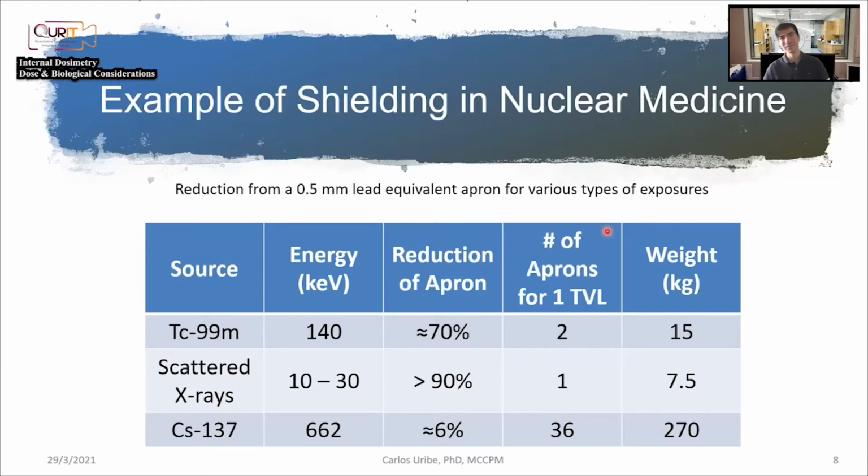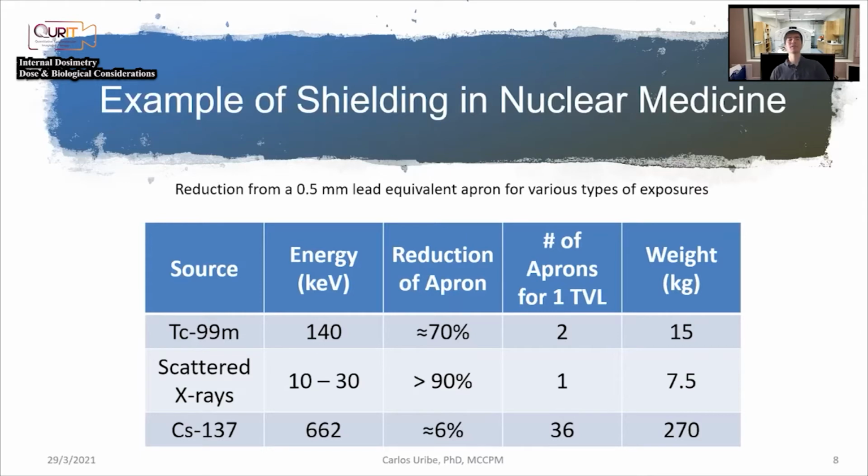So the number of aprons that you would need to reach 1/10 value layer, back in the days we talked about the tenth value layer, means you want to basically attenuate 90% of the photons. So you only want to keep 1/10 of the initial photons. You will need 2 of these aprons, and these 2 aprons will weigh around 15 kilograms. Now, for scattered X-rays, one of the aprons typically reduces your exposure by more than 90%. So 1 apron is enough to reach your tenth value layer. It weighs around 7.5 kilograms.